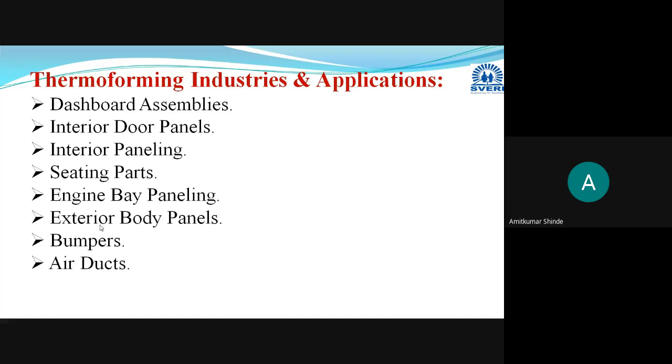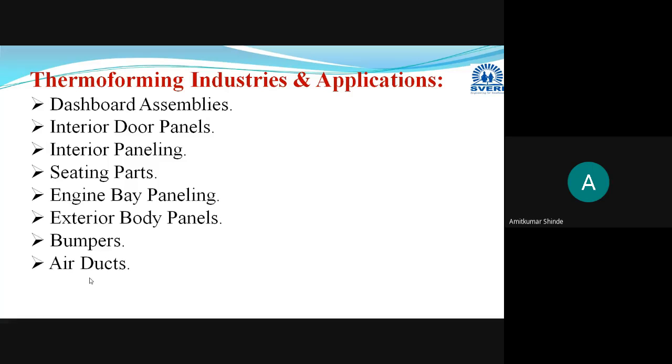Okay, four wheelers or two wheelers, some seating parts of your four wheelers or two wheelers, these are all manufactured from thermoforming operations only. Dashboard assemblies, interior door panels, exterior door panels also, seating parts, then bumpers and air ducts. All these components are manufactured with the help of this thermoforming process only.